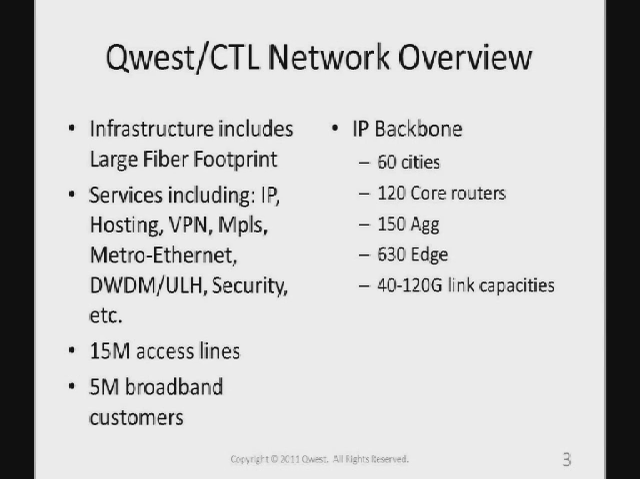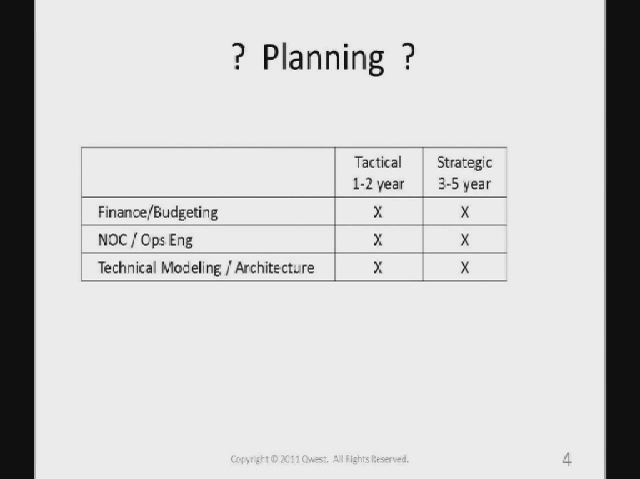The part of the network that I am a member of a team that manages is the IP backbone. And we're present in 60 cities. We have about 120 core routers, 630 edge-facing routers. And so there's about 1,000 routers in that network that we help manage. And our link sizes are in the range of 40 gig to 120 gig in size. So that gives you a feel for some of the work that we do.